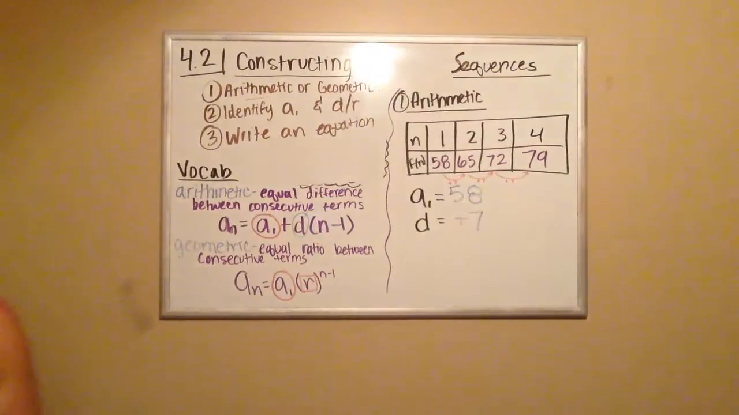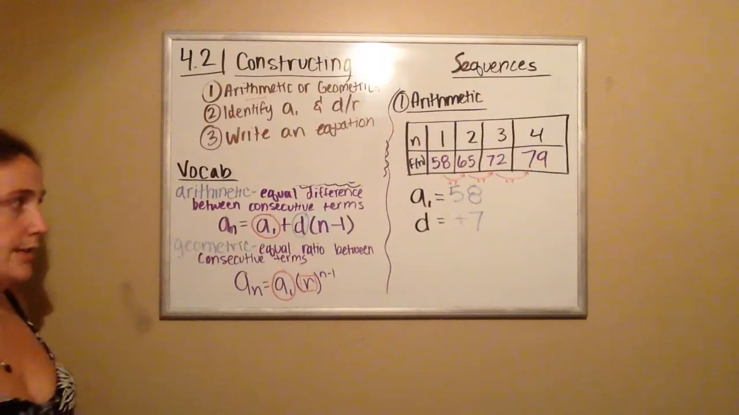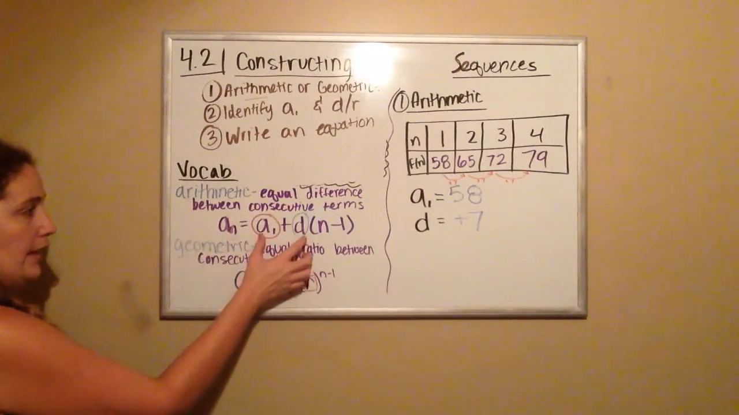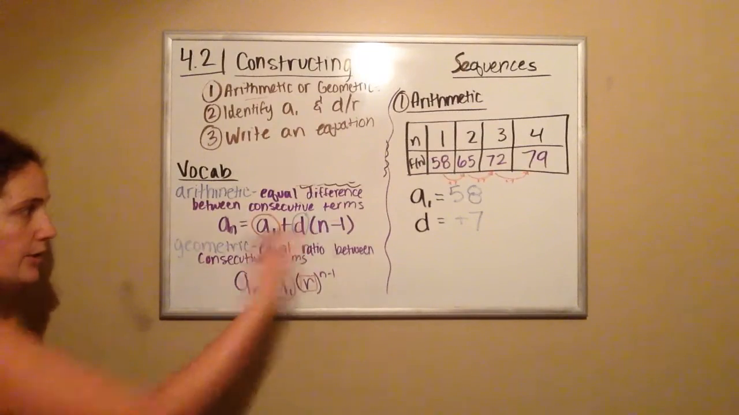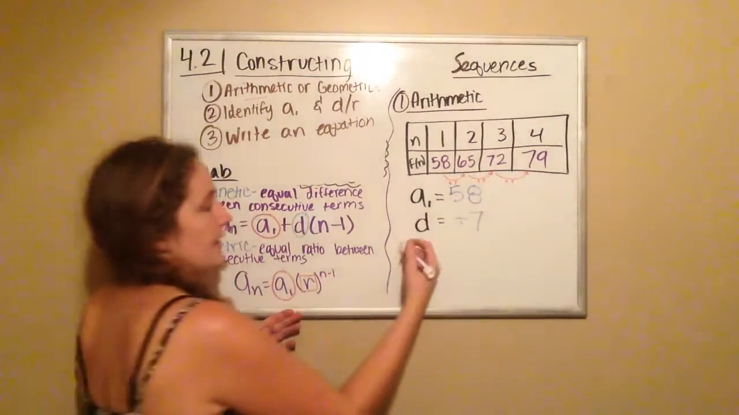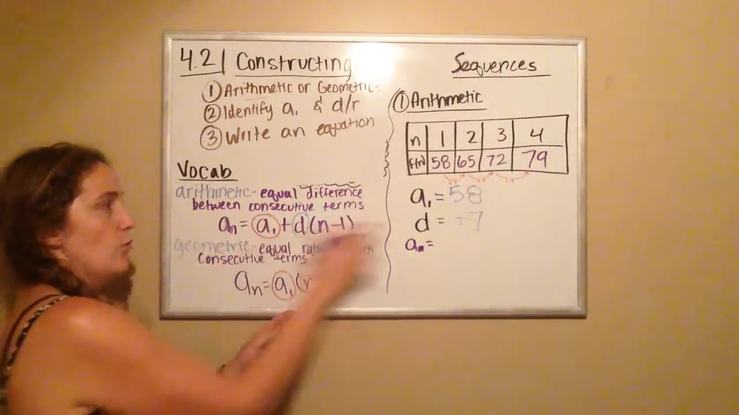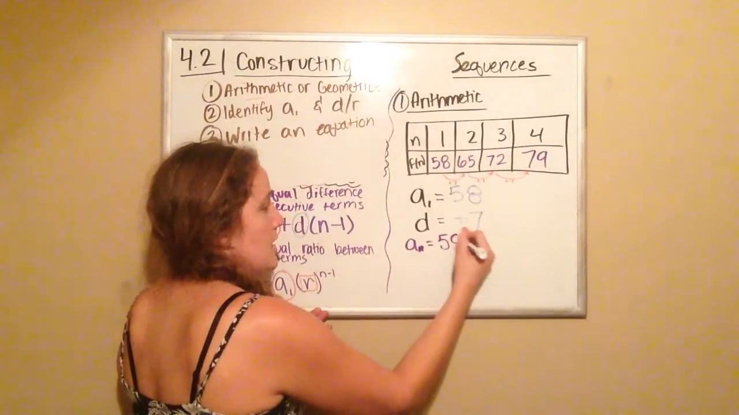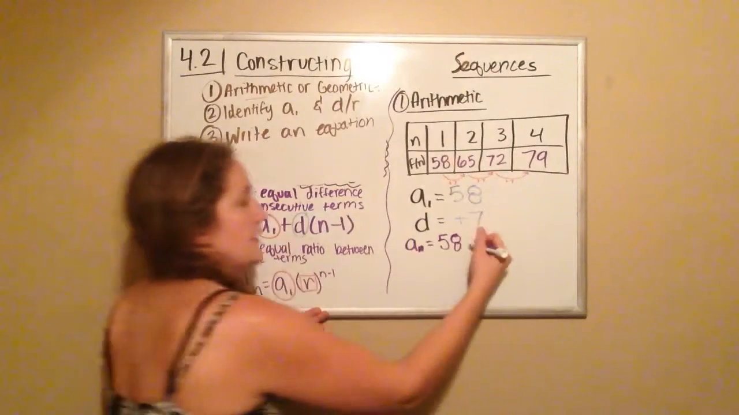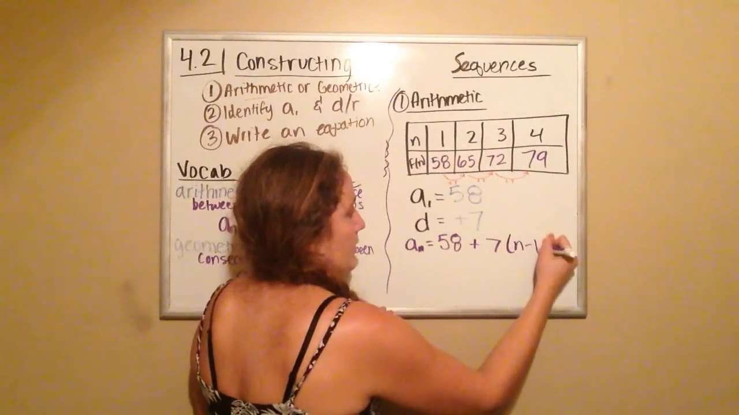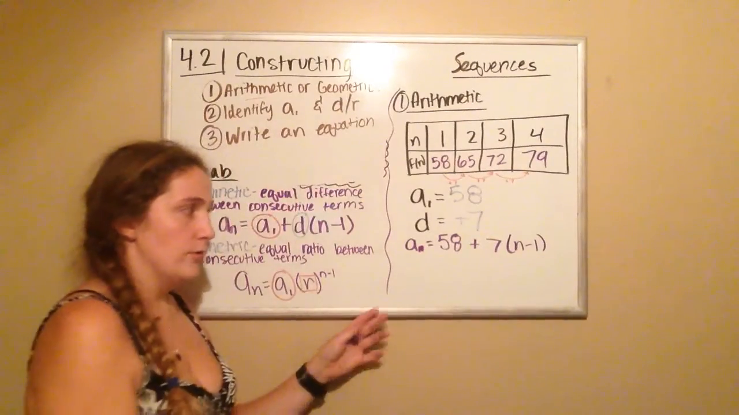So we did all the hard work, we've got all that info now, and the last thing we've got to do is just plug it into our standard form equation. Remembering that we don't plug anything in for n or a of n. These are the only terms we plug in, what we just found. So we've got a of n is equal to a of 1, 58, plus 7 times n minus 1. And then we're going to simplify that out.